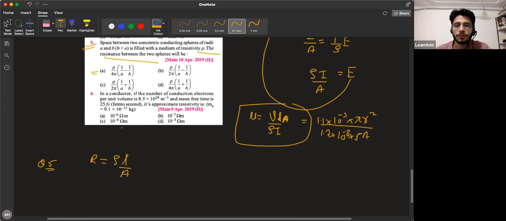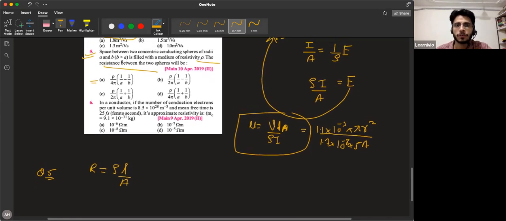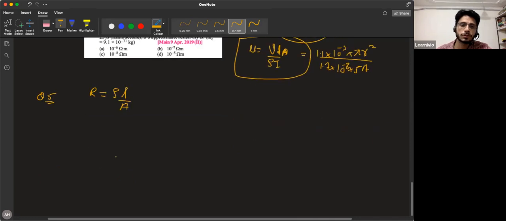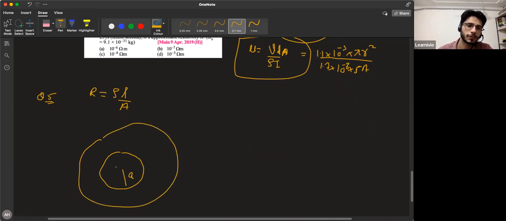Now, see this type of question. Radius A and B. So this is your first sphere. The radius is A. Then you have the second sphere. The radius is B. When you write this relation, you need resistance between the inner and outer sphere. So you need the relation between this inner sphere and this outer sphere.